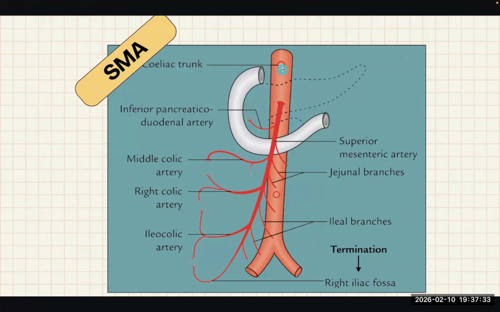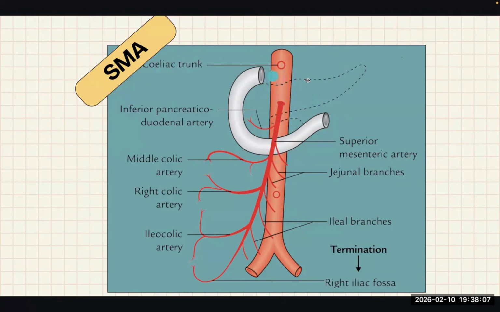The celiac came from which level? T12, exactly. So over here, L1. And as you can see, we removed the pancreas. The issue with this artery is that the minute it comes out, it's faced by the pancreas. So it has two solutions: either it goes through the pancreas or it goes below the pancreas. And surely, going below is the easier choice. So that's exactly what it's going to do. It's going to go down to supply the midgut organs.